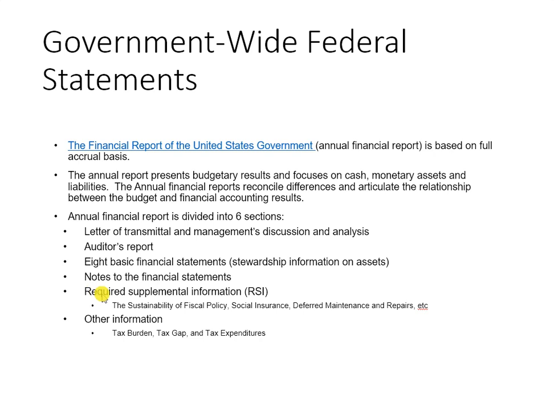And we also have required supplemental information, RSI. For example, the sustainability of fiscal policies, which we have seen at the beginning of the lecture. We also have the social insurance report and the deferred maintenance and repairs report, and so on. And finally, we have other information like tax burden, tax gap, and tax expenditures report. Alright, so we're going to focus on the 8 basic financial statements.